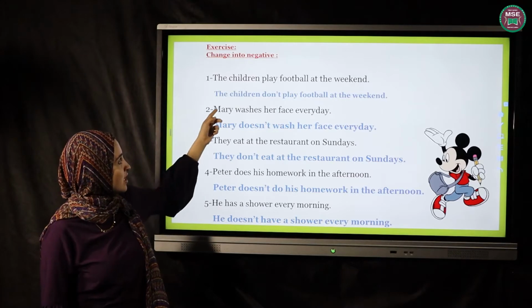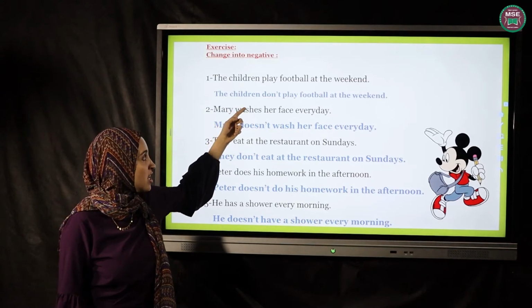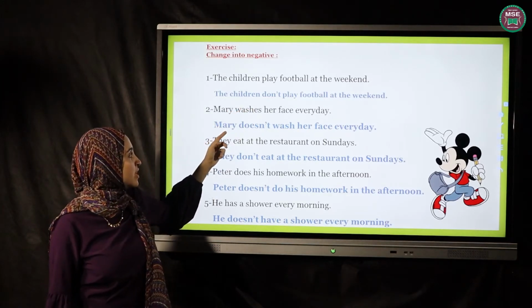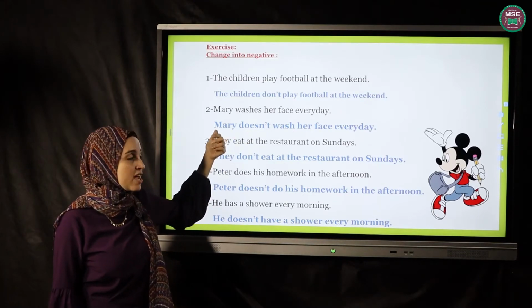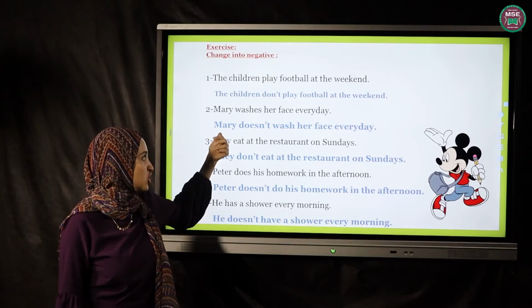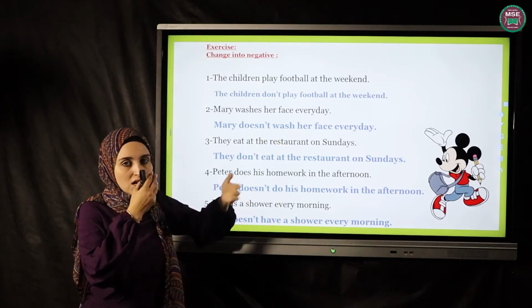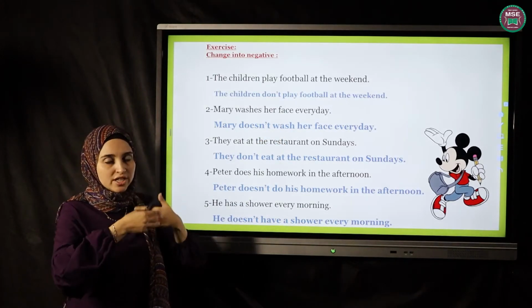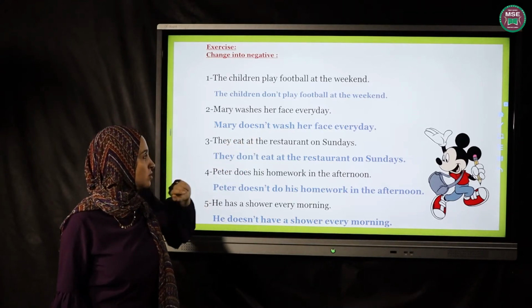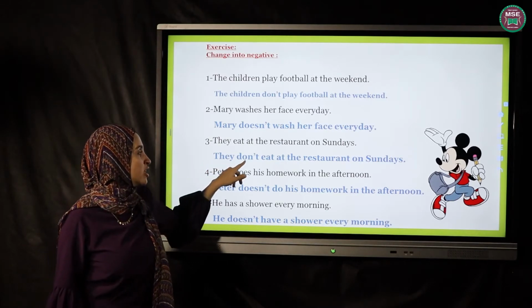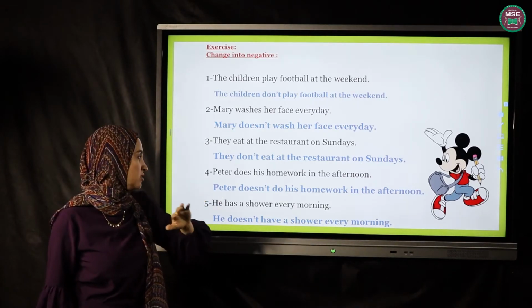As you see here, the children don't play because the children equals they. I use don't. Mary doesn't wash. Here I use doesn't because Mary, I can replace it with she, and I crossed es because I returned the verb to its main state, doesn't wash. Number 3, they don't eat. I don't add anything to the verb with don't and doesn't.